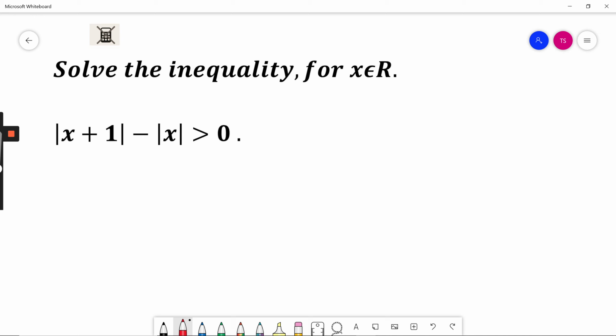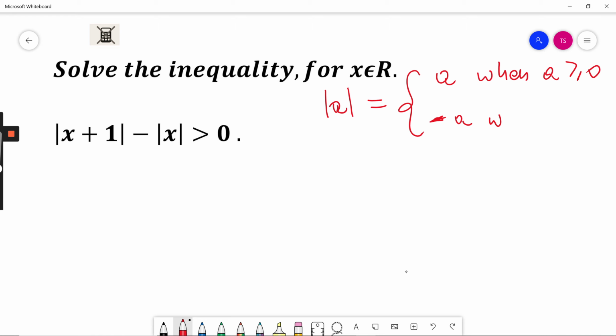First, I will write the definition of absolute value. So the absolute value of A is equal to A when A is more or equal to 0, or negative A when A is less than 0. So absolute value doesn't do anything when the number is positive, and when the number is negative, it's just adding a minus in front of the negative, so it's just changing this to positive.